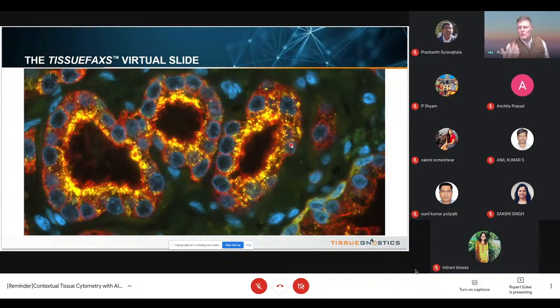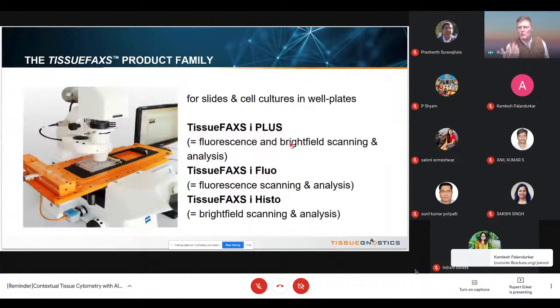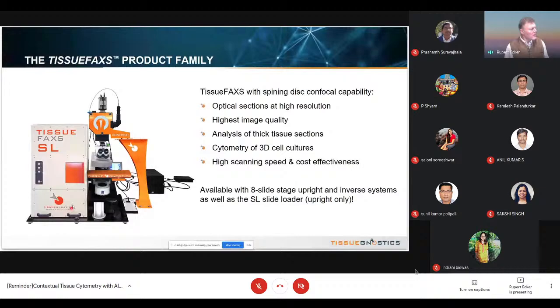Just to complete the overview of the product pipeline, we also have inverted systems referred to as TissueFAX i, like inverted, where you can also scan slides by putting them upside down, or well plates. This can be combined with culture chambers, so that also live cell imaging, time kinetic experiments, and even functional experiments in cell cultures can be made. For high throughput scanning, we have a slide loader that can automatically scan up to 120 slides. And each fluorescence configuration of our product line can be equipped with a spinning disc confocal to provide whole slide confocal imaging.